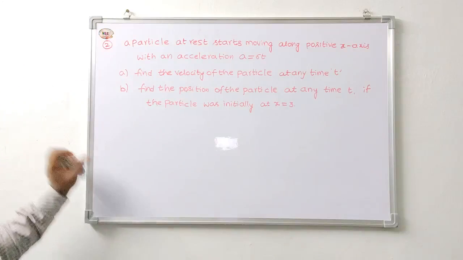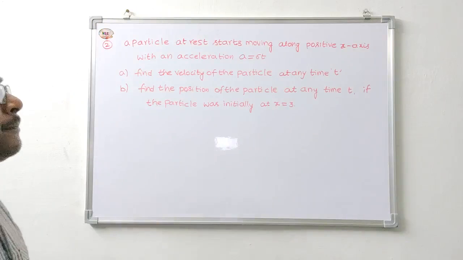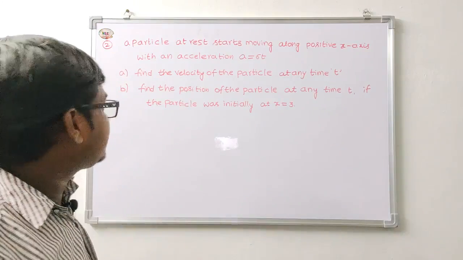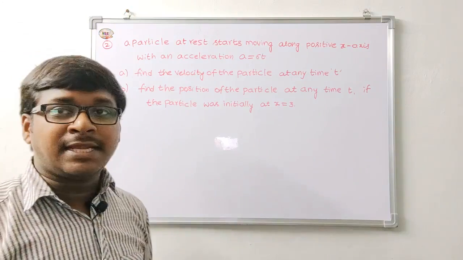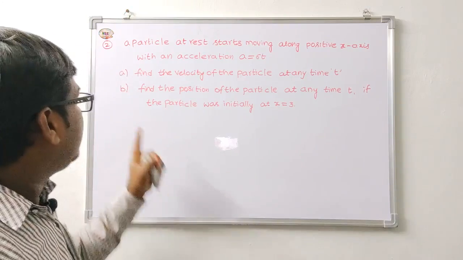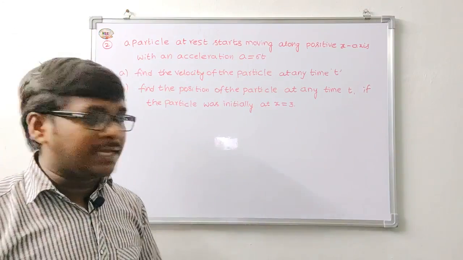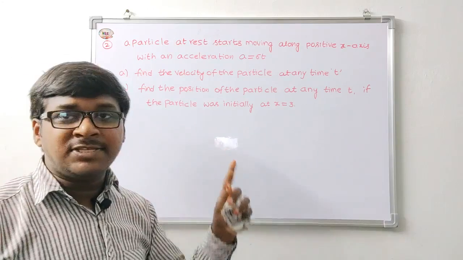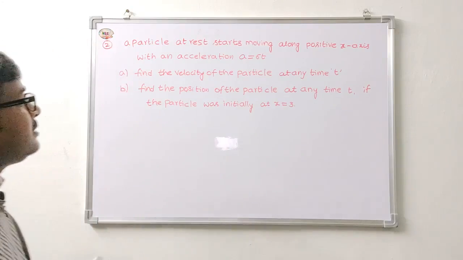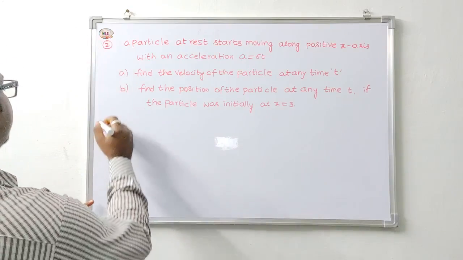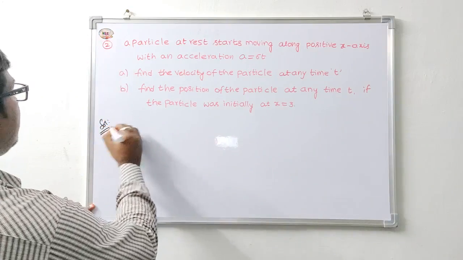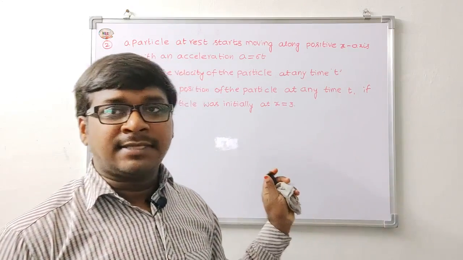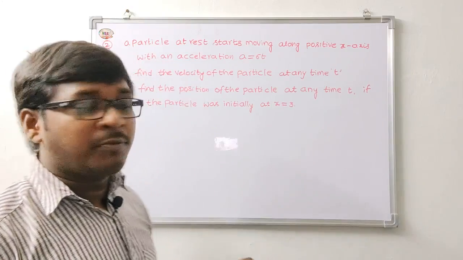Second problem: a particle at rest starts moving along the positive x-axis with an acceleration a = 6t. Find the velocity of the particle at any time. Next, find the position of the particle at any time t if the particle was initially at x = 3 meters. Okay, very simple, students. This question was asked in a previous NEET paper. It's a very important question, students.